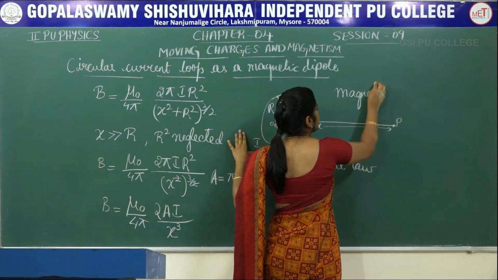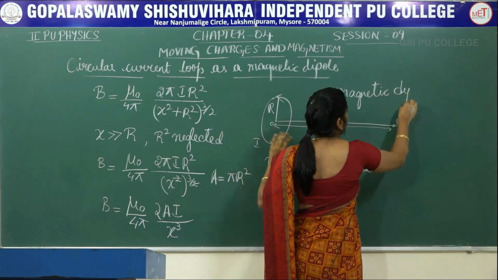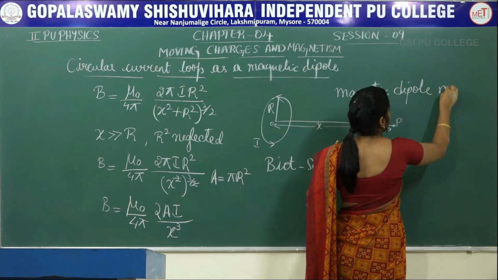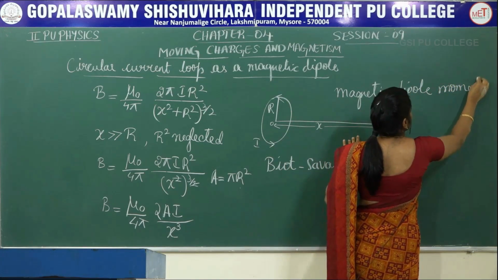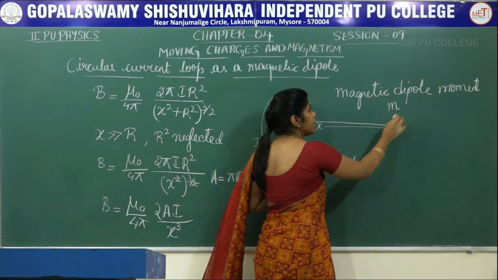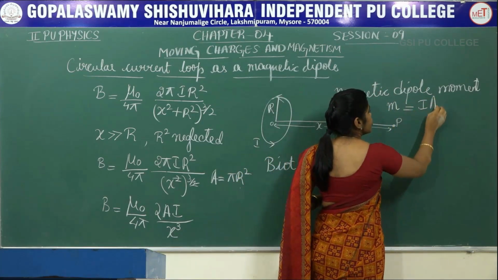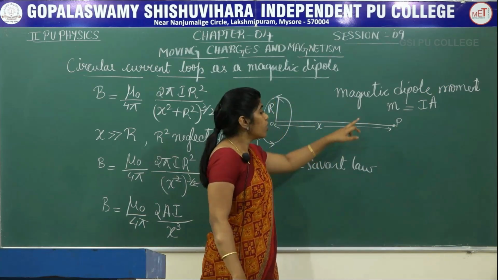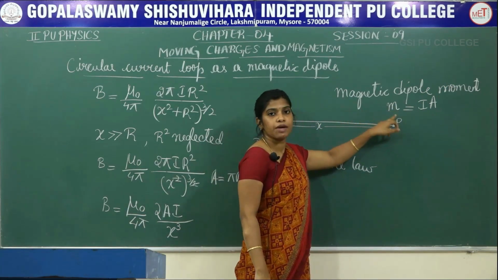Magnetic dipole moment, which is denoted by the letter m, and it is equal to I into A. And what will be the direction of this dipole moment?